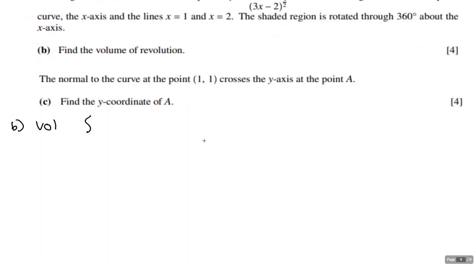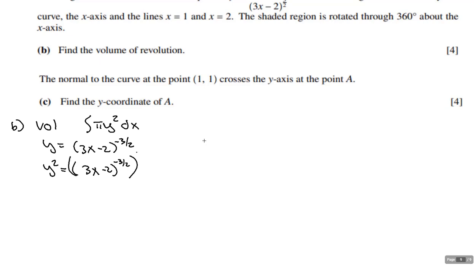Now, finding the volume. Remember, when we find the volume, what we've got to do is take y and square it, and then multiply it times pi after we do the integration. So what we're going to do is 3x to the -2 to the -3/2. When I square that, well, basically raising a power, all I got to do is multiply the exponents. So this ends up being 3x minus 2 to the -3rd power. So now that's y squared. This is what I'm actually going to integrate.